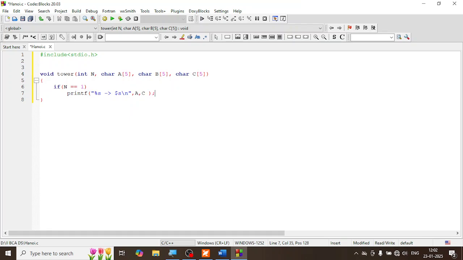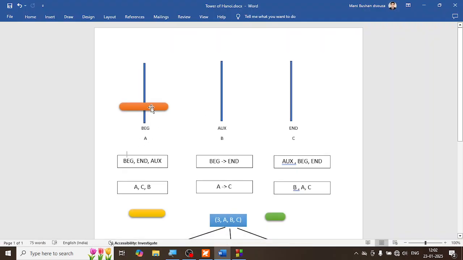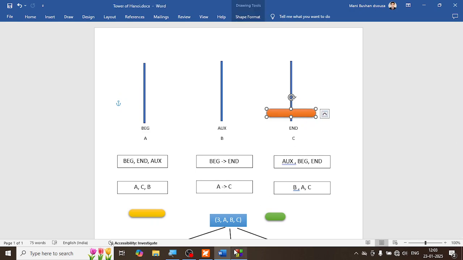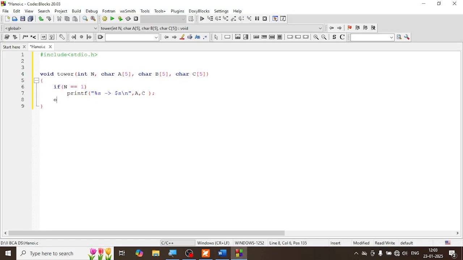This is the straightforward thing. If you have only one disk, from A, just move it to C. That's the end of it. So this is very simple. Else, now you are in trouble. Else, what to do?